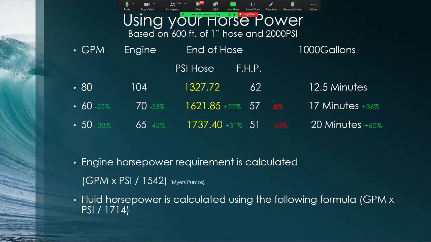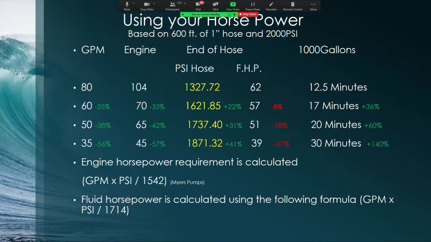I go down the example. I talk 50 gallon a minute setups. I'm using 38% less water than I was at 80 gallons. I'm at 42% less demand on the engine or the truck to make this thing work. And the pressure is up by 31. I'm down in fluid horsepower by 18%. But look at my tank of water, it will now go from 12.5 and 17 all the way up to 20 minutes of runtime, which means I can get more work done, again, providing I have the right tools and I'm using the right methodology.